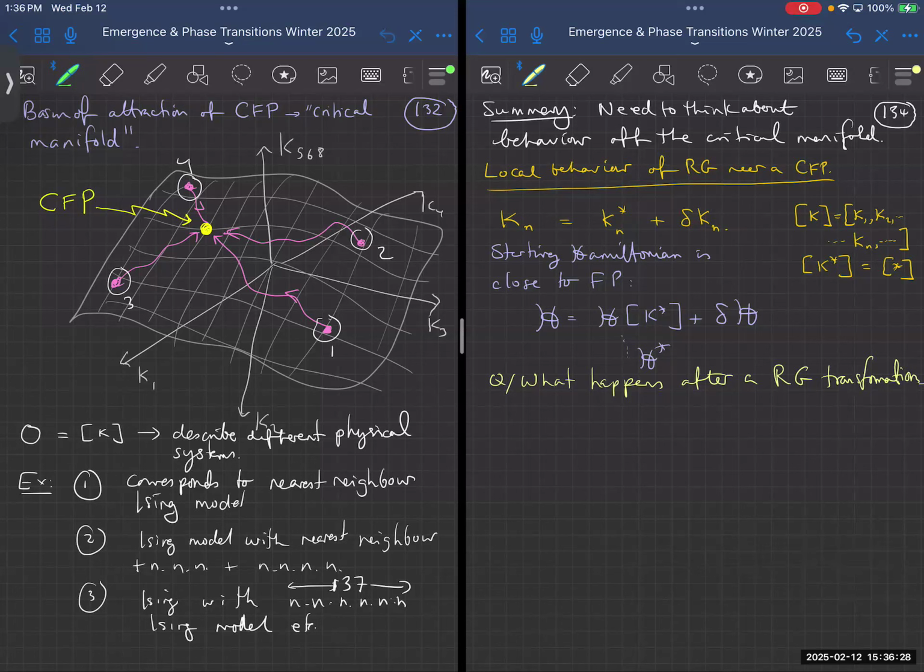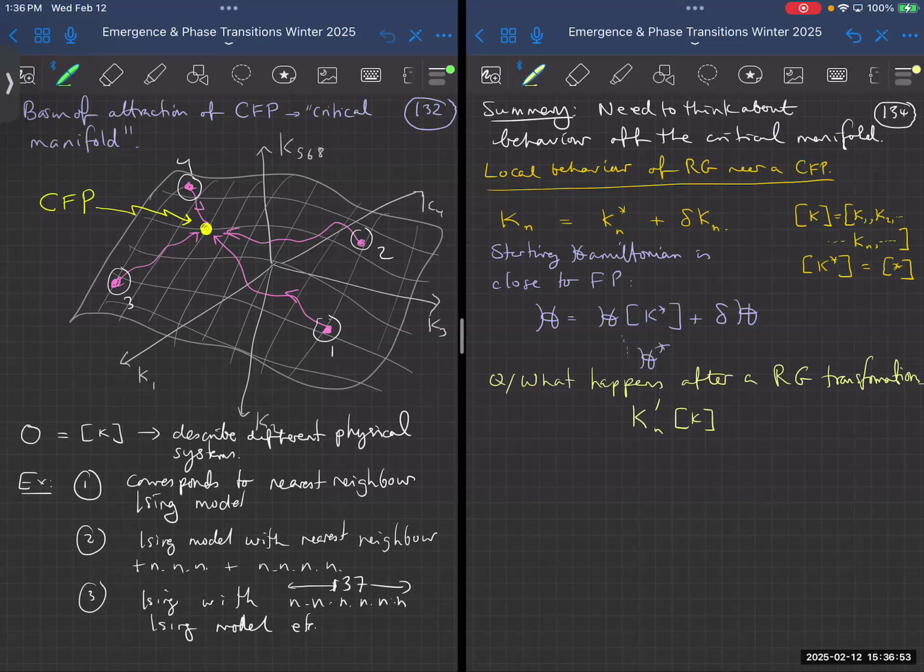So I'm not on the critical manifold. I could be, but I'm not. It's specifying that. I'm just near the critical fixed point. I'm now going to ask what happens when I do a renormalization group transformation. So what's going to happen is my original vector of k's now transforms into some function, k prime of those.